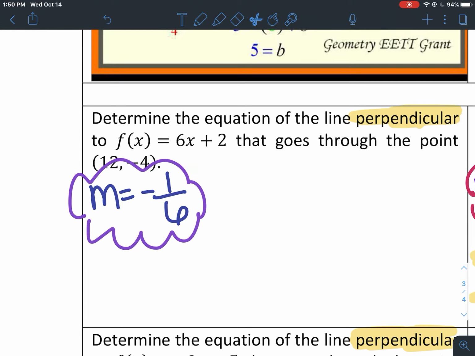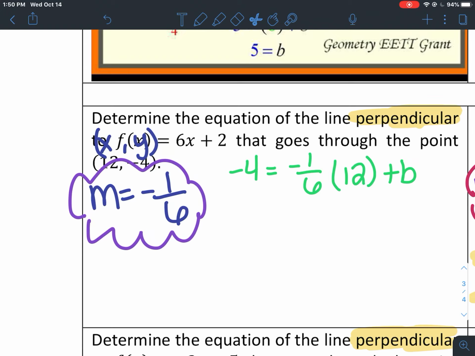Now I don't know the y-intercept. I know the y-intercept for the original line, but not for my new line, my second line. So I need to figure out what the y-intercept will be for my second line. Well, I was given these 2 points. That's an x value and a y value. So I can plug it into y equals mx plus b because I'm given my y, I'm given my m, I'm given my x, and I need to find b.